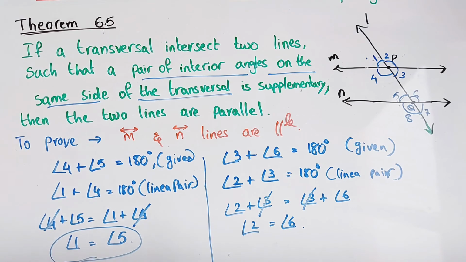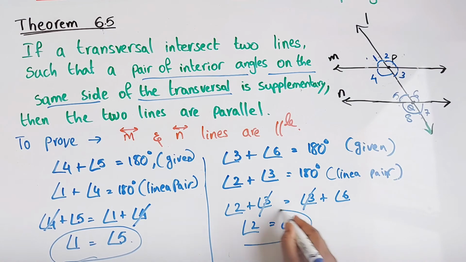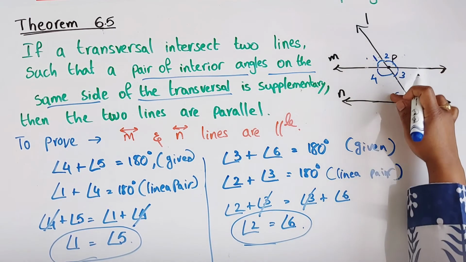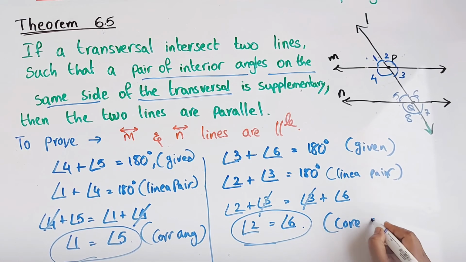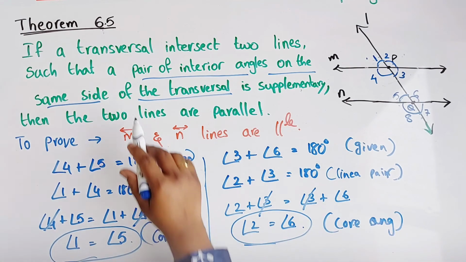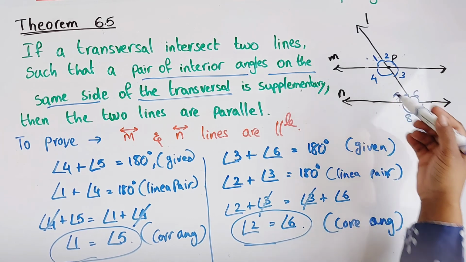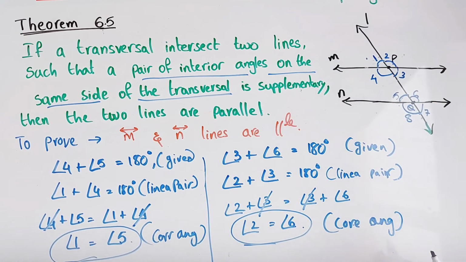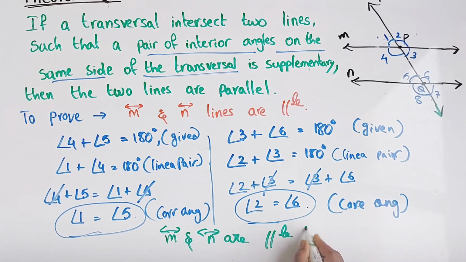This is one equation. Angle 2 equal to angle 6. See here, so here angle 1, angle 5, angle 2, angle 6. That means corresponding angles are equal. Corresponding angles are equal here. Right. If a transversal intersecting two lines makes a pair of corresponding angles equal, it means the two lines are parallel. So that means line M and line N are parallel lines.